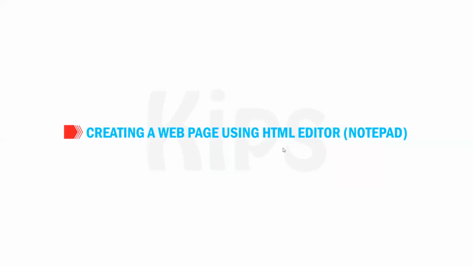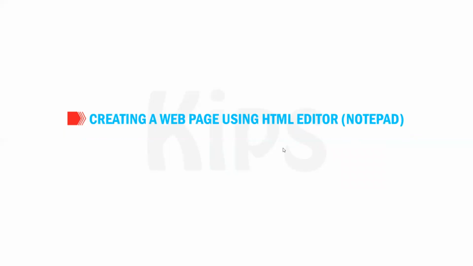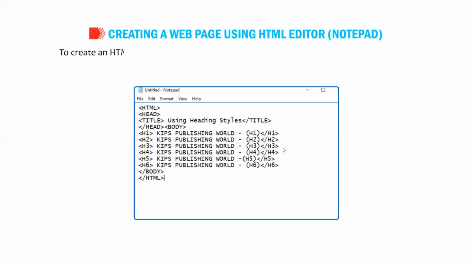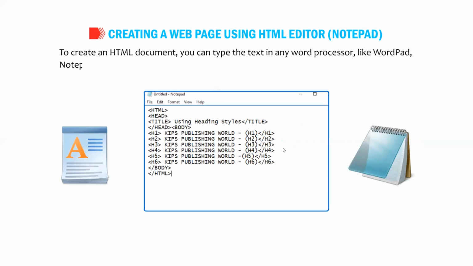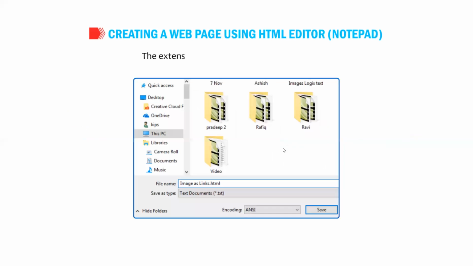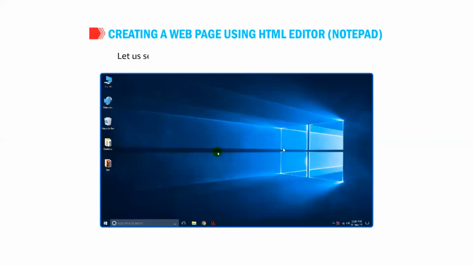Students, let us understand how to create a web page using HTML editor, Notepad. To create an HTML document, you can type the text in any word processor like WordPad, Notepad. The extension given to the page is called .html. Let us see how to create an HTML document using Notepad.